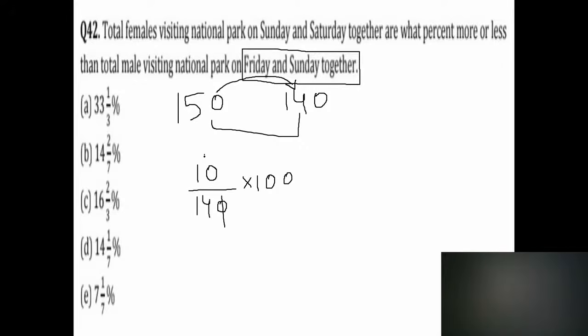Zeros cancel. 100 by 14. So 100 by 14 will be the correct answer. If we further simplify this, 100 by 14 is equal to 7.14, which is approximately 7 1 by 7 percentage. That is 50 by 7. 50 by 7 in mixed fraction is 7 1 by 7. 7 into 7 is 49, 49 plus 1 is 50. 50 by 7 is the answer. So the 42nd question's answer is 7 1 by 7.